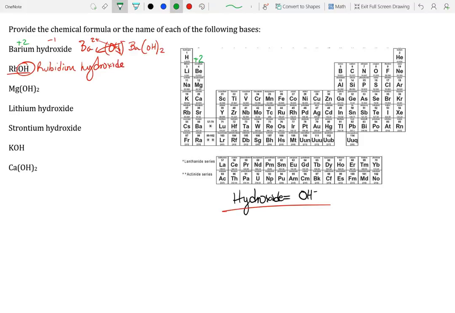Okay, so let's go on to the next one. What's Mg? Mg is located on the second column, right? That's one of the common elements that you should know the name of by heart. So Mg is equal to magnesium. Please don't confuse that with manganese, which is located over here. Magnesium is Mg, manganese is Mn. And what does the OH stand for? That's hydroxide, right? Magnesium hydroxide.